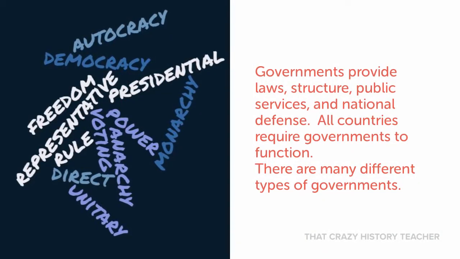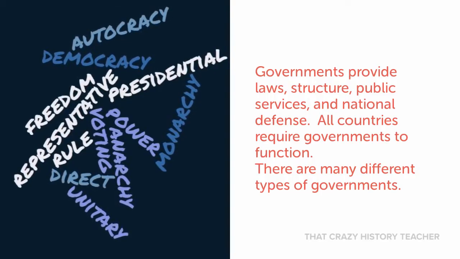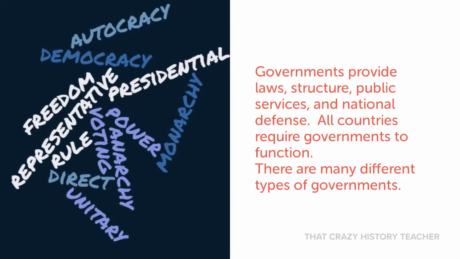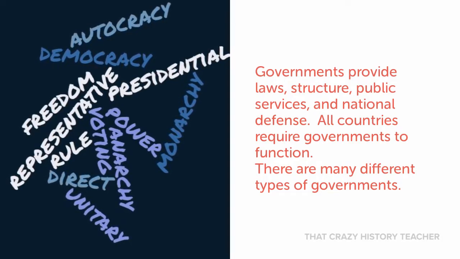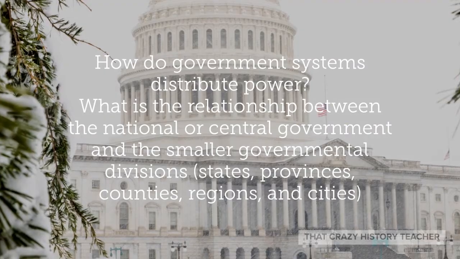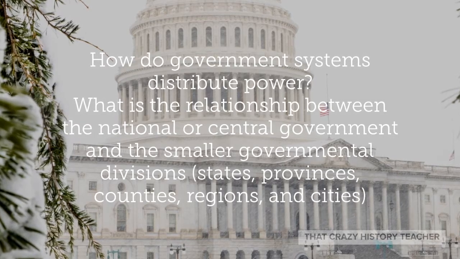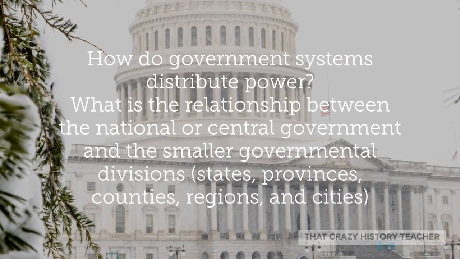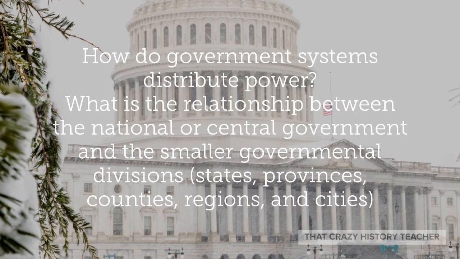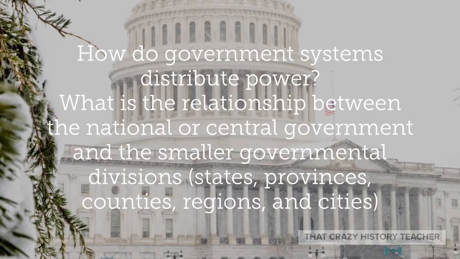If you remember from government part 1, we talked about what governments are, that they provide structure, they provide services for the nation, and that all countries need a government in order to function. Today we're going to be answering the question of how government systems distribute their power. Is all of the power concentrated in the central government, in the state or regional governments? Who has the power? Is it shared?